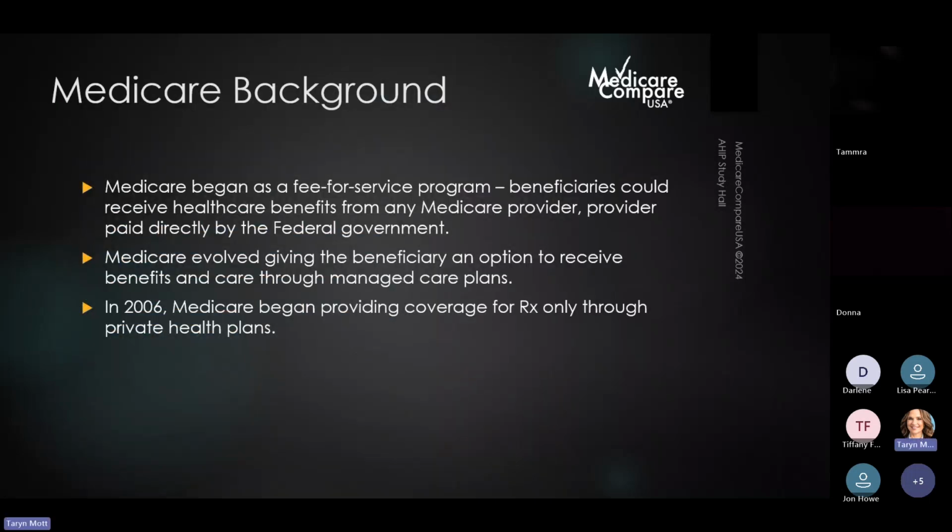So Medicare began as a fee-for-service program. Beneficiaries could receive health care benefits from any Medicare provider paid directly by the federal government. Medicare evolved, giving the beneficiary an option to receive benefits and care through managed care plans. That would be mainly known as Part C. In 2006, Medicare began providing coverage for prescription drugs only through private health plans.